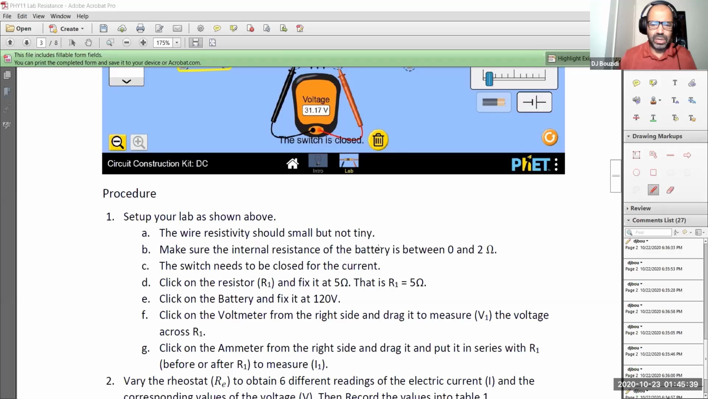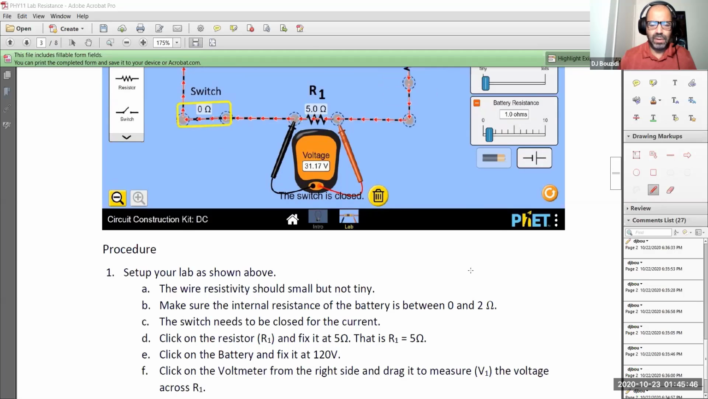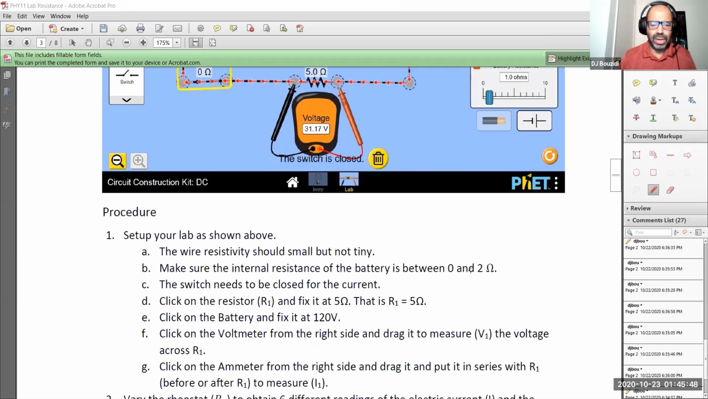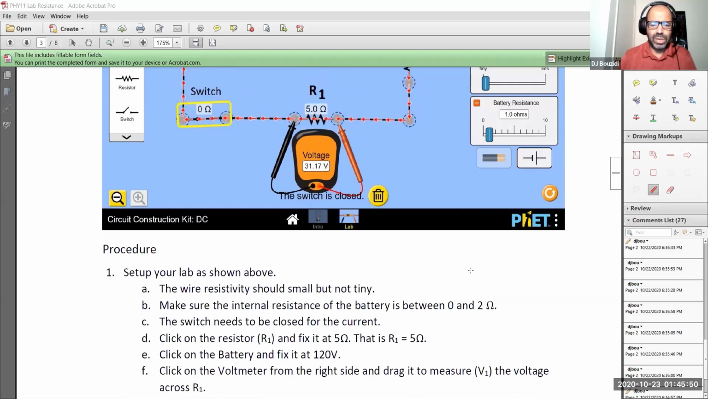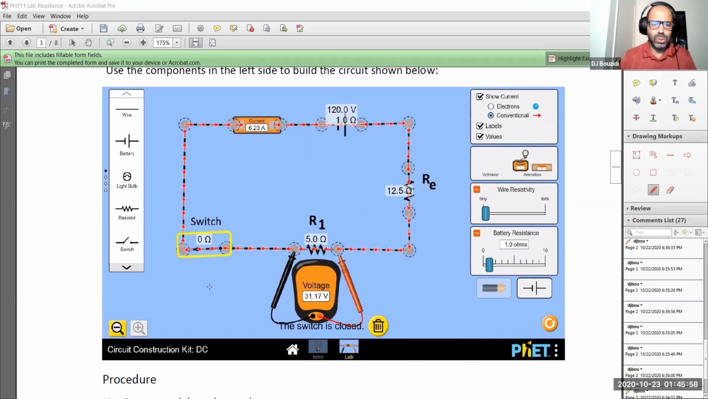And make sure the internal resistance is between 0 and 2. So in this case, it's taken 1, so we can take 1 if we like. Okay, you have no problem with that. And make sure the switch needs to be closed for the current. So we're going to close the switch at some point. So right now, when we grab the switch, it's going to be open.